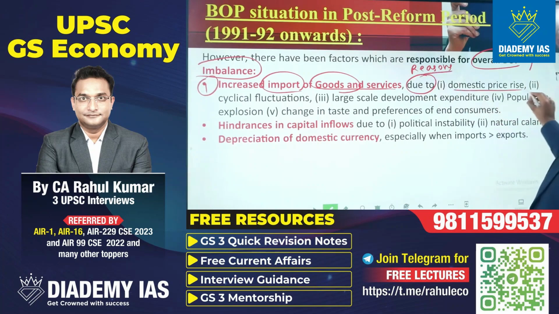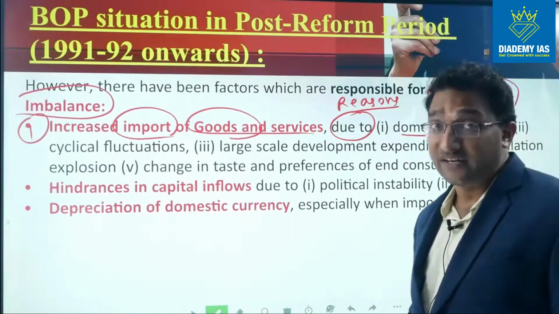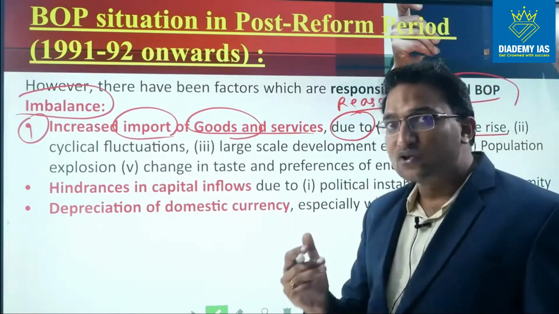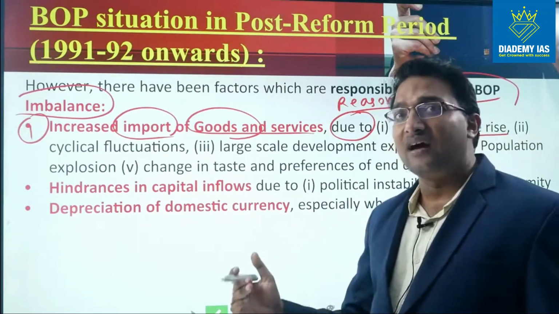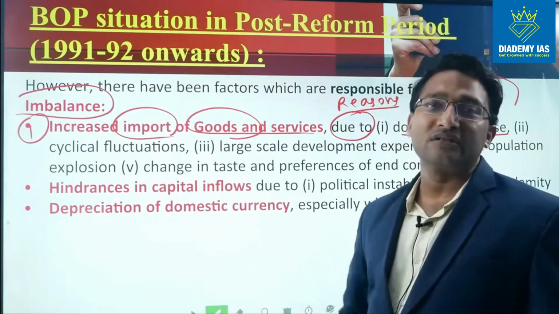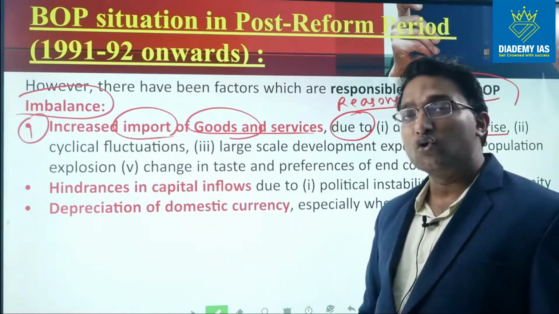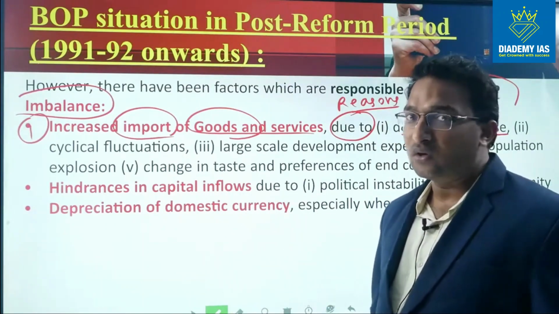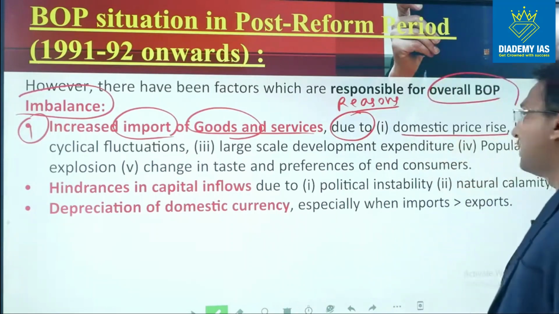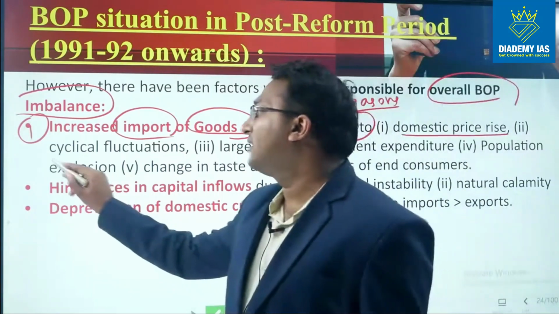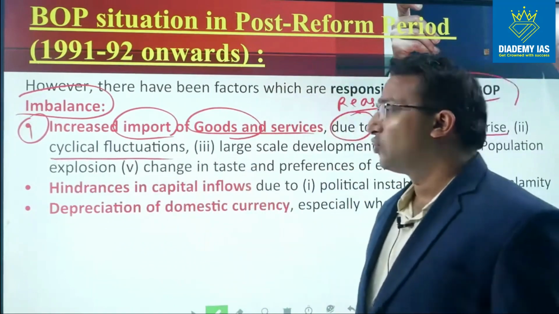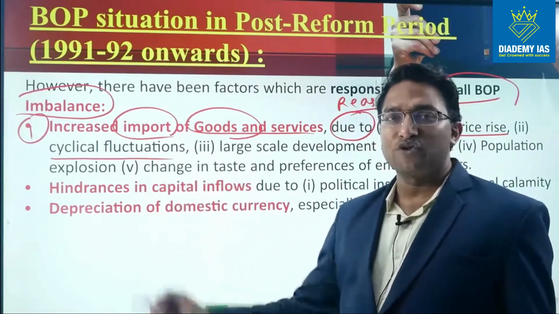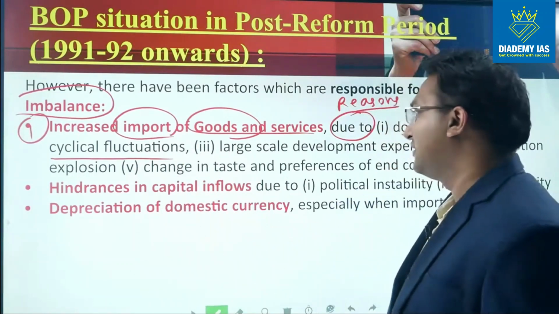Domestic price rise. The level of inflation in India has been quite high. Because of the high inflation level, the prices of goods and services inside India are more than the prices of goods and services outside India. Because of that, people are incentivized to buy goods and services from outside India. The second reason is cyclical fluctuations. There are cycles of fluctuation, because of which our exports get reduced and imports increase.